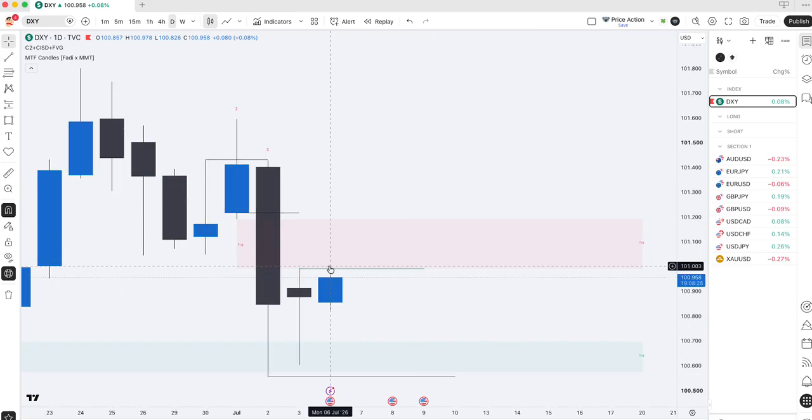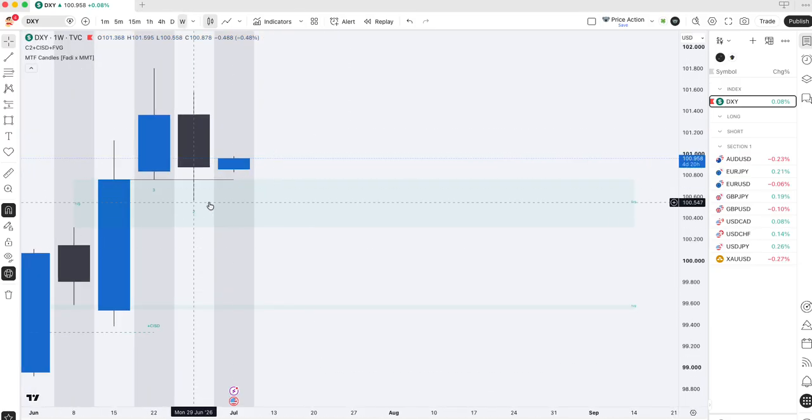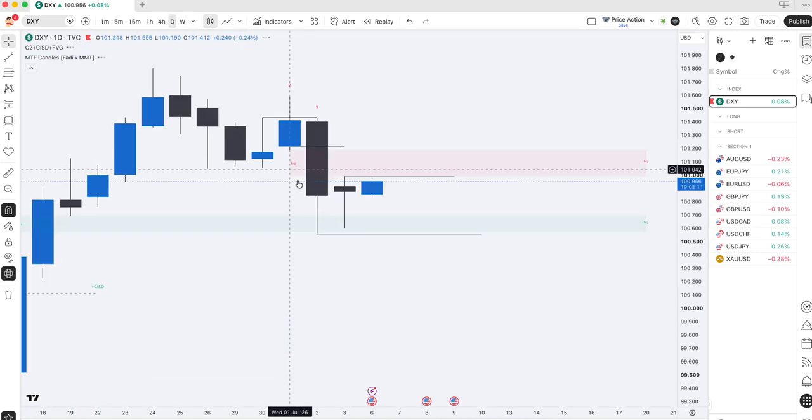Why? I'm expecting price today to sweep it and continue down, going below. Which means it will sweep last week's low, and then I will get a C2 here again, and then we will continue going to the upside. So for that, price needs to be bearish first.